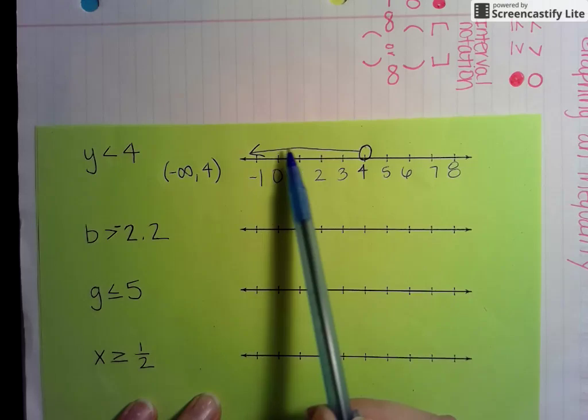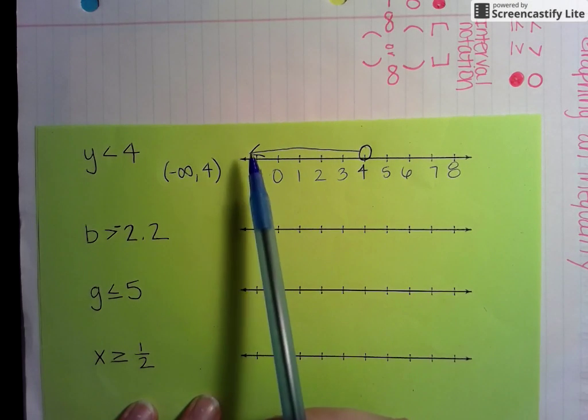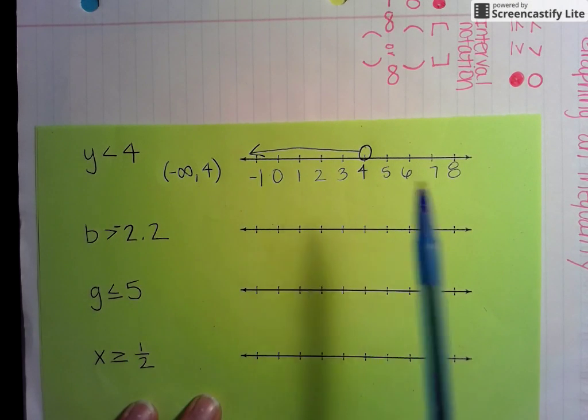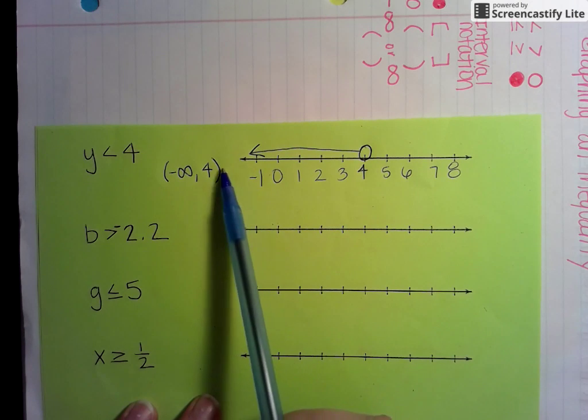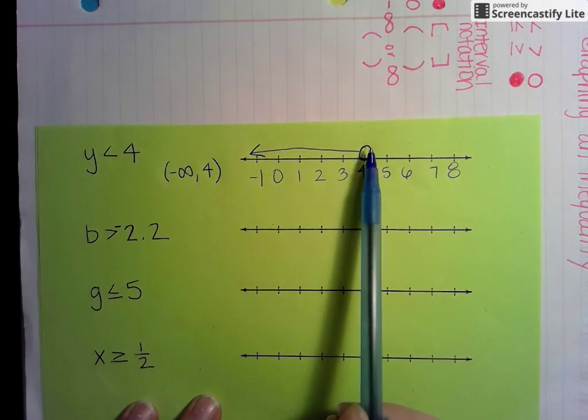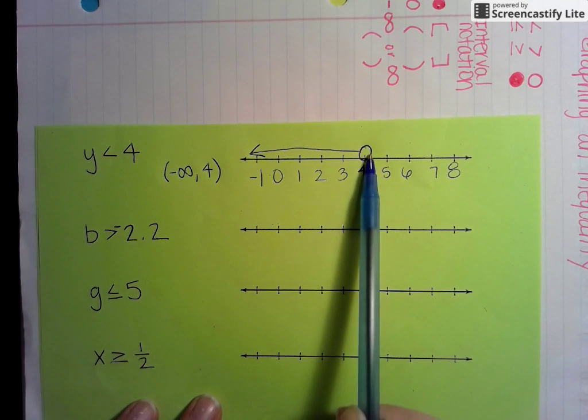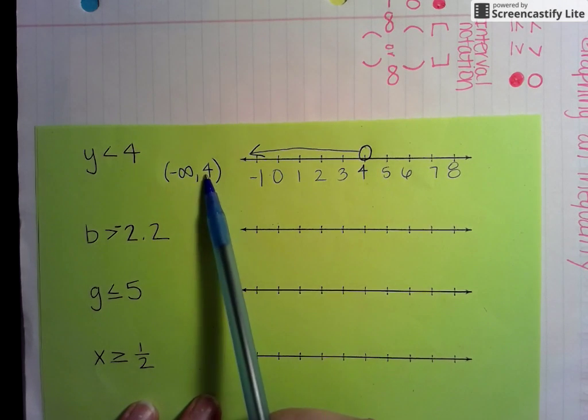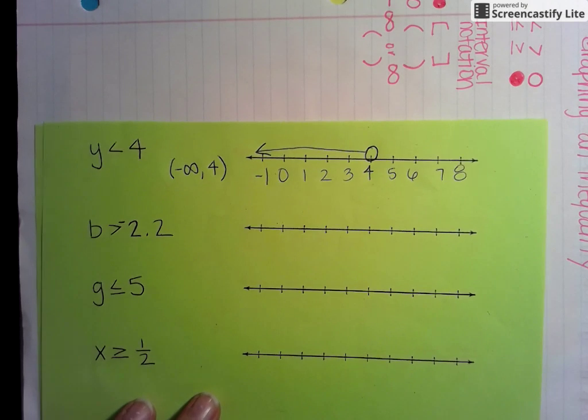So it is going more negative, so it's using all of the negative values, infinity, and then you always want to read it left to right, so it's negative infinity to an open circle 4, so we're not including 4, so that's why we have a parenthesis.